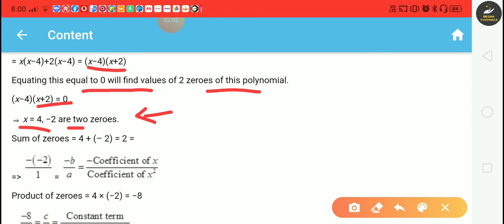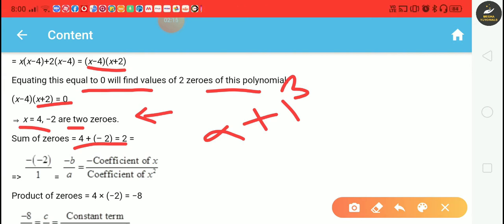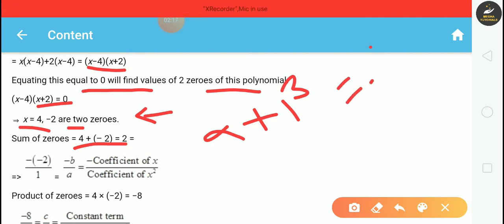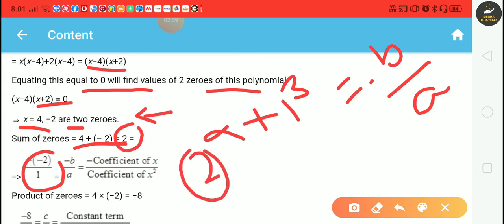Okay. Now let us see the verification. So sum of zeros means alpha plus beta is equal to 4 plus minus 2. So 4 minus 2 is coming 2. And let us verify it using minus b upon a, because alpha plus beta is equal to minus b upon a. So minus b upon a means minus of minus 2 upon 1. b is minus 2 and a is 1. So we are putting this value over here. So we are getting minus into minus to 2. 2 upon 1 is 2. Therefore LHS part and RHS part both are equal. Therefore sum of zeros is verified.